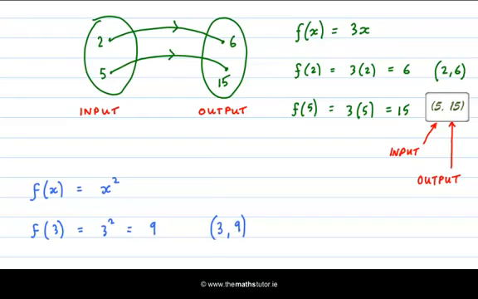Now let's label this as our ordered pair. It's called an ordered pair because the order is important. The first number is the input and the second number is the output.